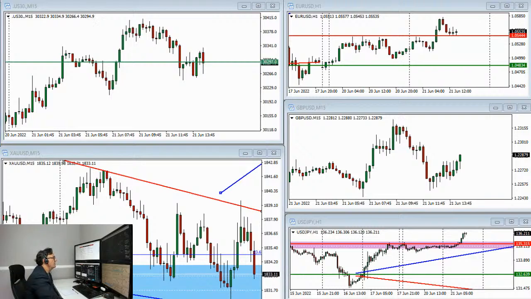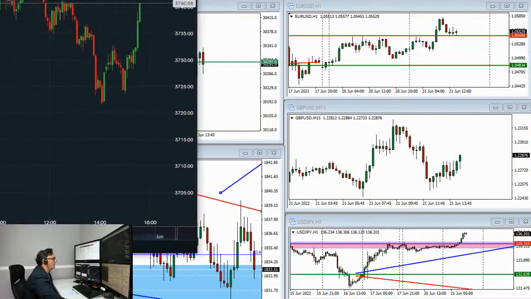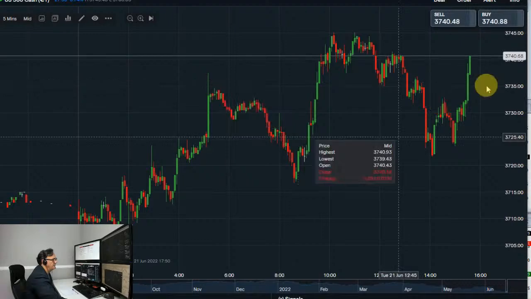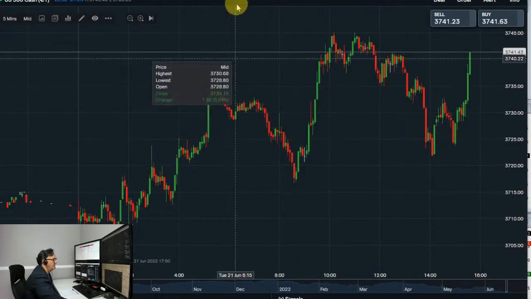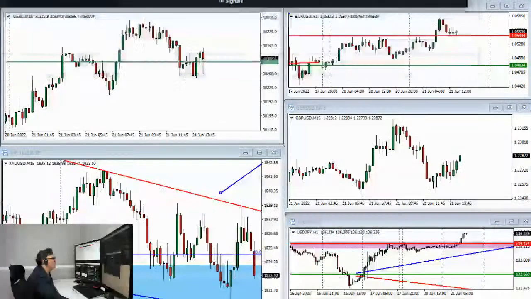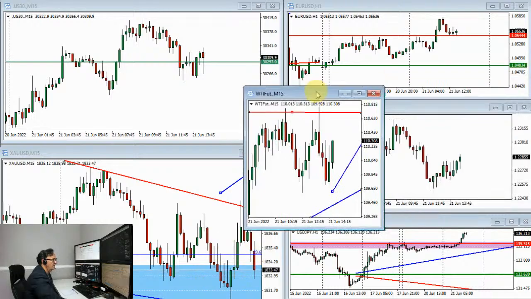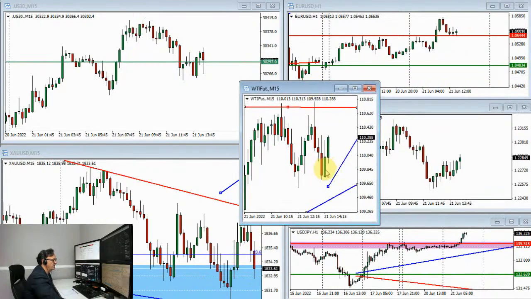So let me show you guys. I am out of my trade. I got stopped out. There's nothing open now. I'll update the sheet straight away. But yeah, it's a strange one. Gold is pushing lower, and crude oil is attempting to go higher.